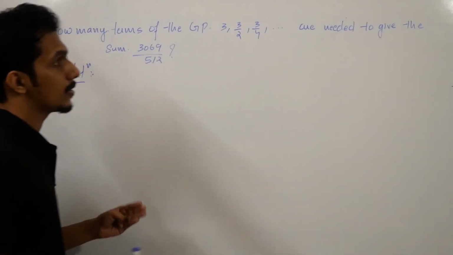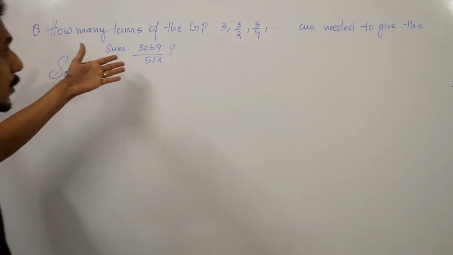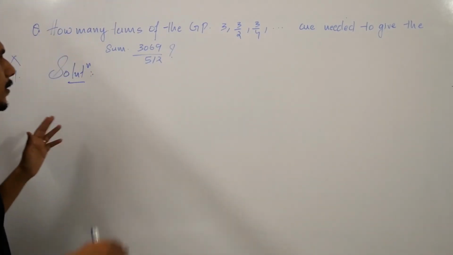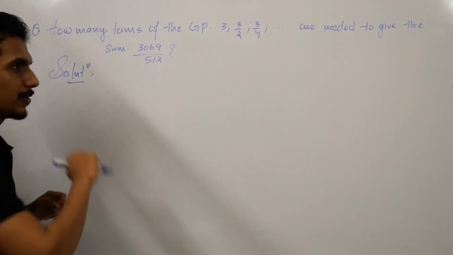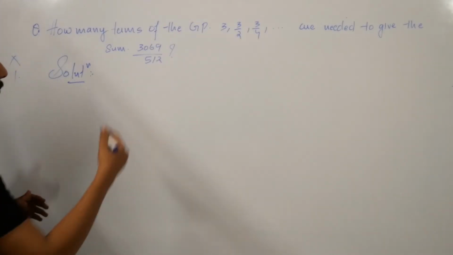Okay, so this is a similar question that we have seen. How many terms of the GP? We've already discussed such a kind, but here the sum is given as a fraction. So that might look like it is difficult, but it is not. I'll show you how.